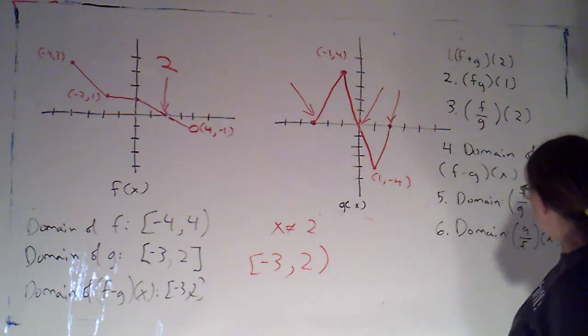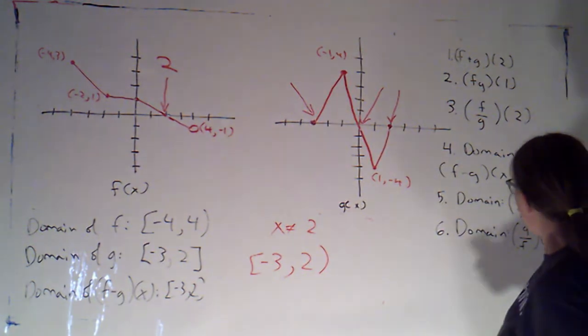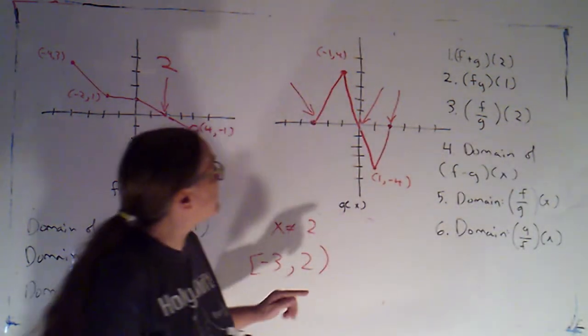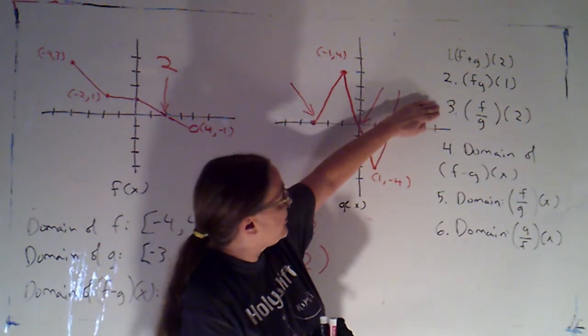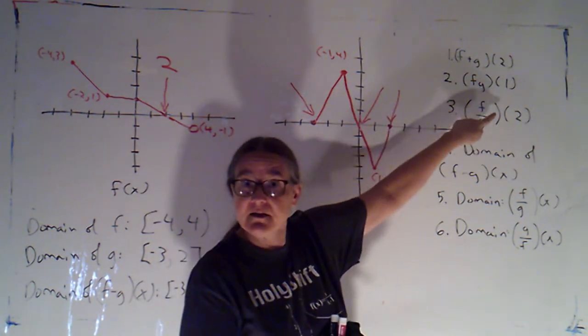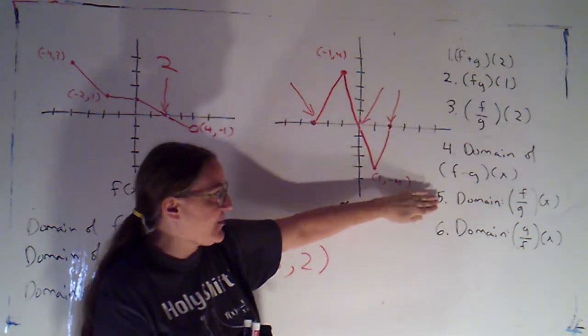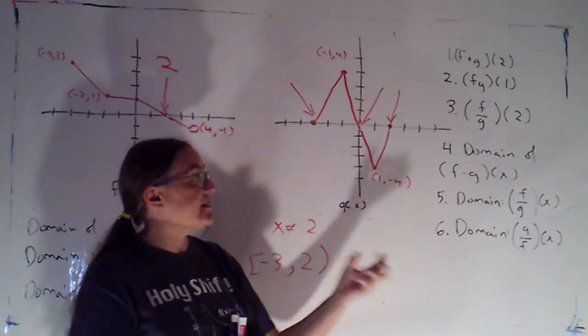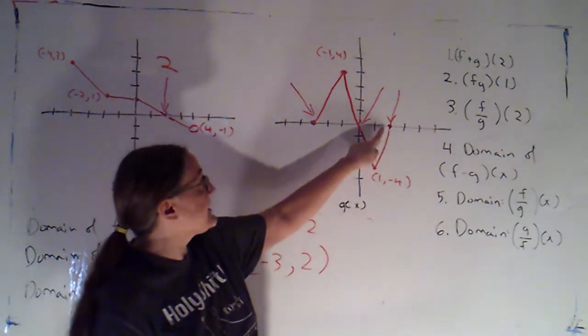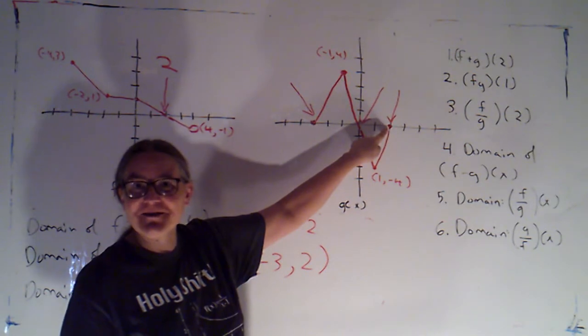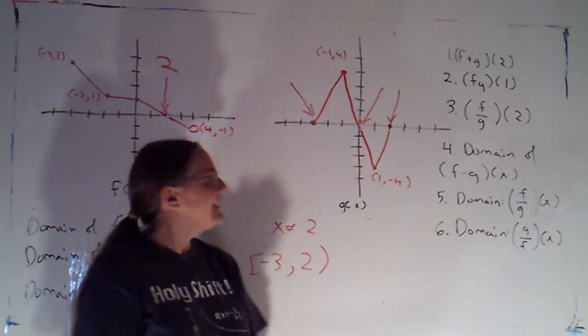Okay. And actually, if you think about it, when we were asked earlier, we were asked to evaluate f over g of 2, and we got that it was undefined. Notice we confirmed that when we just calculated the domain in question 5, and we said 2 was not in the domain because that would make g equal 0. Okay. All right.